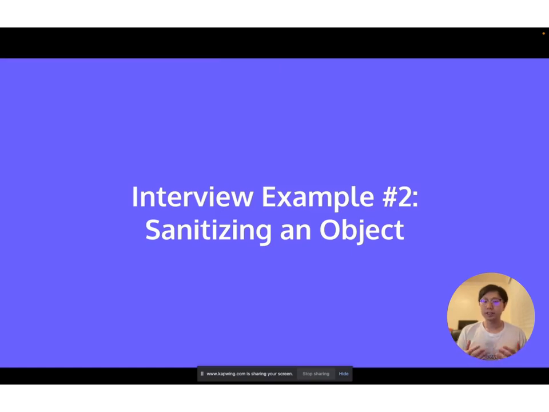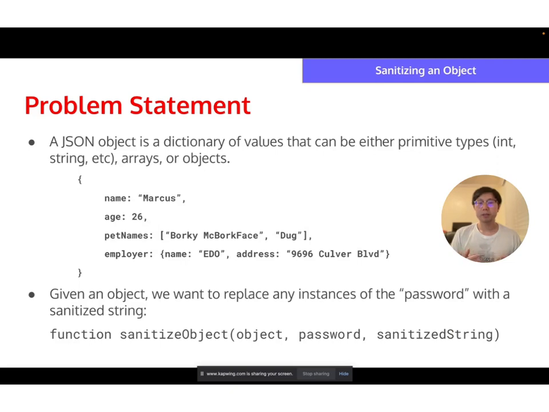Now, we'll take a look at another sample problem called sanitizing an object. In this problem, we'll be working with a JSON object. To explain what a JSON object is, it is a dictionary of values that can be either primitive types, arrays, or object. And to explain what primitive types are, these include data types such as integers and strings.